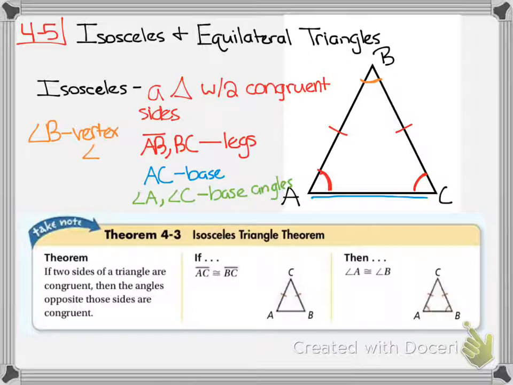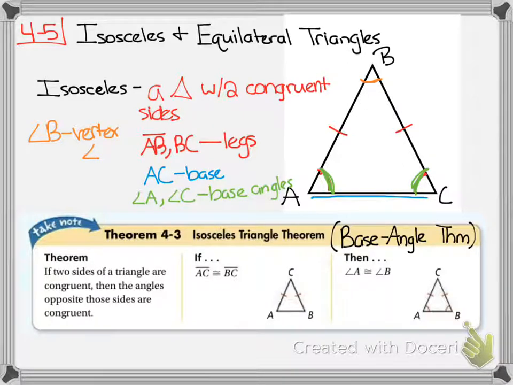So it's important that if you were given an isosceles triangle, you would be able to list all of these things. You would be able to tell me what's the base, what are the base angles, what are the legs, and what is the vertex angle in that triangle. So the first theorem we're going to look at for today is called the isosceles triangle theorem. More commonly, you're going to hear that called the base angle theorem. Until this book, that's what I've always heard it called, the base angle theorem.